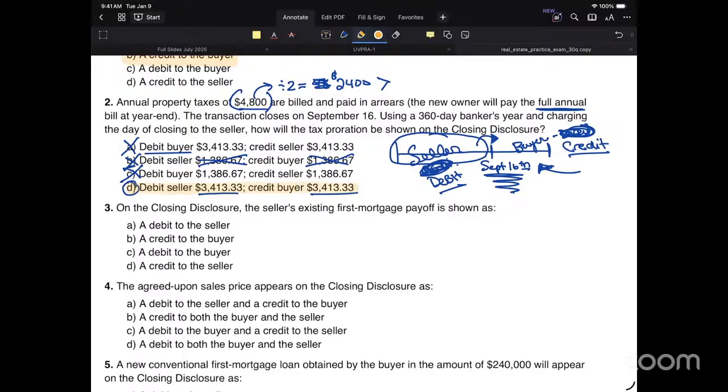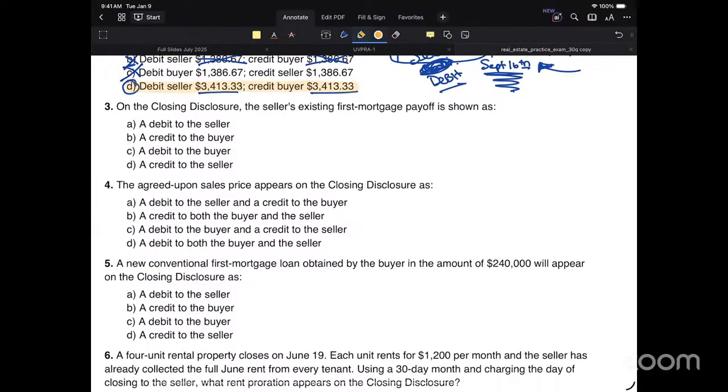All right, let's move on to number 3. On the closing disclosure, the seller's existing first mortgage payoff is shown as what? Remember, we want to think, where is the money coming from and who is the money going to? The seller has an existing first mortgage, and the seller needs to close that out so they can give clear title to the buyer. The only way to clear out that first mortgage is for the seller to pay that first mortgage off in its entirety.